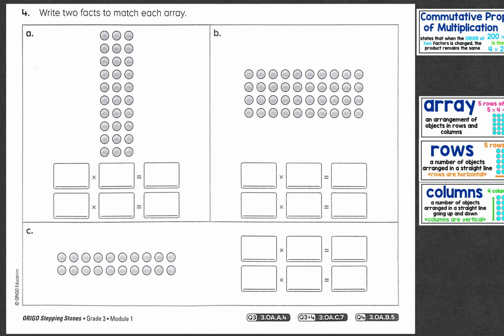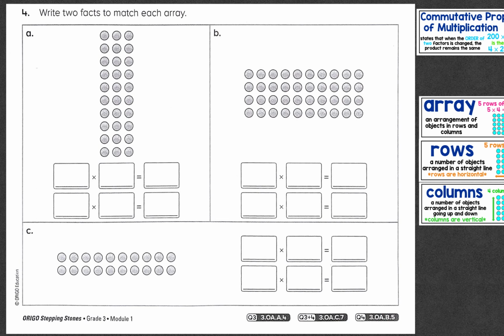In this video, I'm going to show you how to look at an array and figure out which multiplication equations it represents. So some things to keep in mind when we talk about arrays. The commutative property of multiplication. In many of my videos, I've talked about this property. There's a commutative property of addition and a commutative property of multiplication.